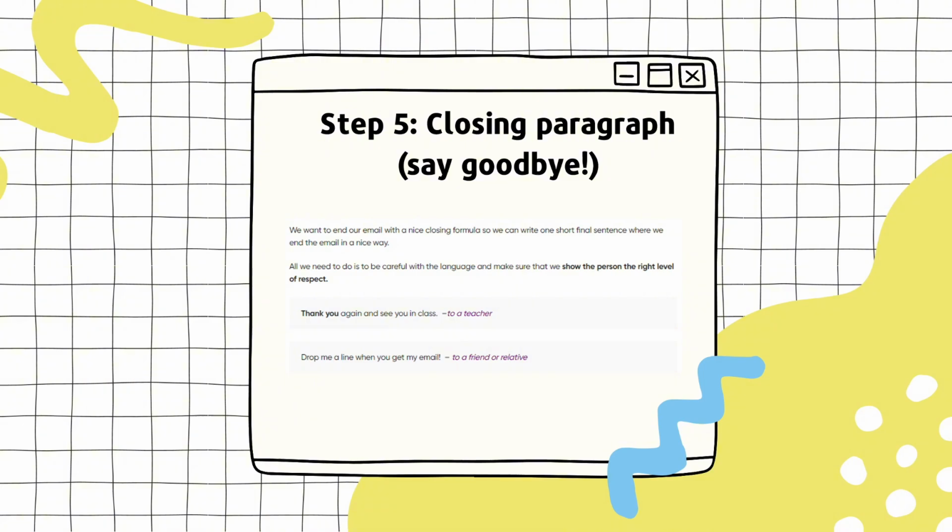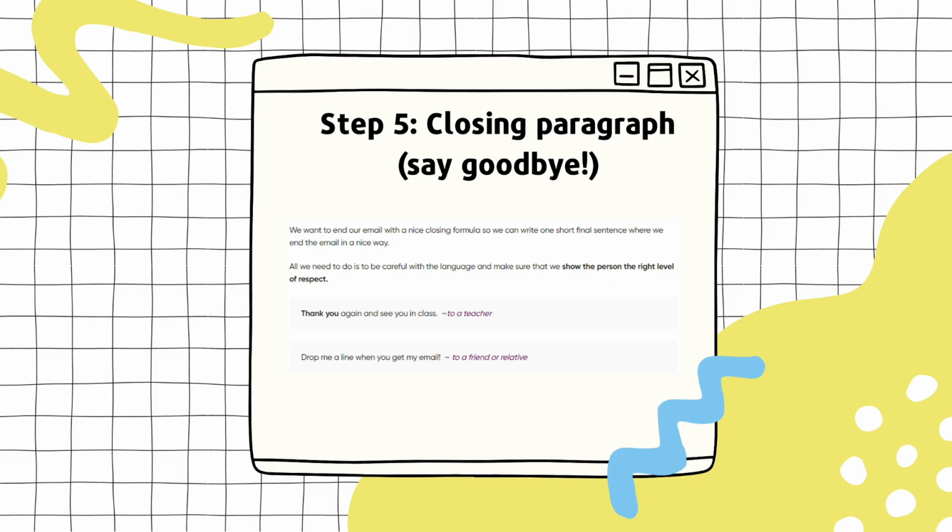After you have finished with your paragraphs, you close it first. You close the paragraph to show that you are finishing up. So we want to end our email with a nice closing formula, so we can write one short final sentence where we end the email in a nice way. All we need to do is be careful with the language and make sure that we show the person the right level of respect. If you're talking to a teacher, thank you again for your help and see you in class.